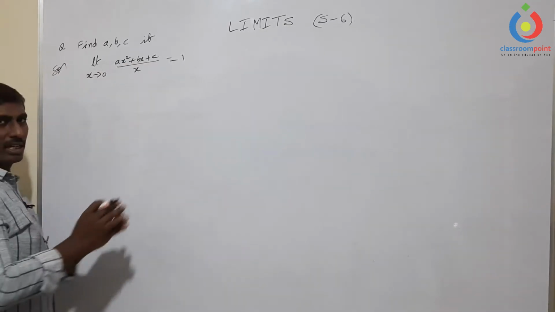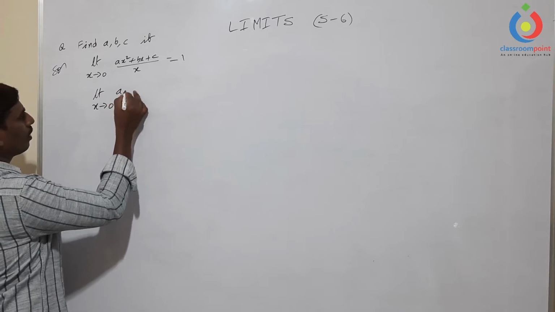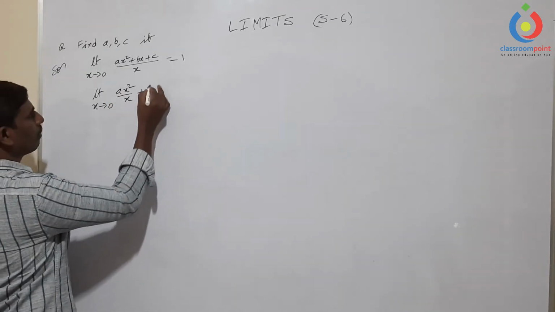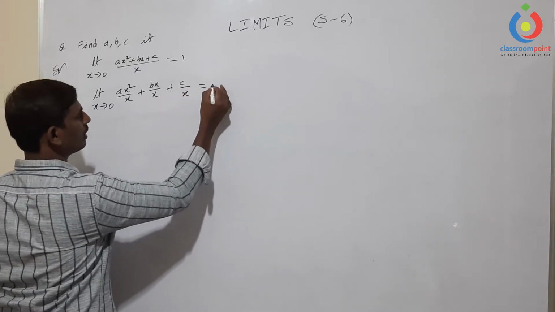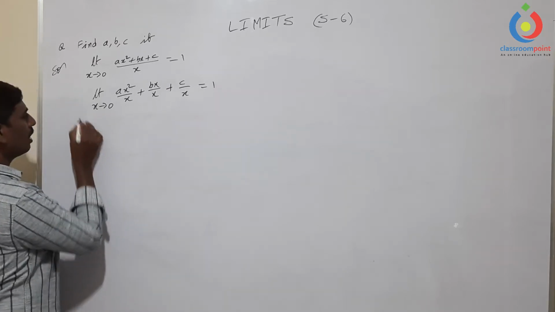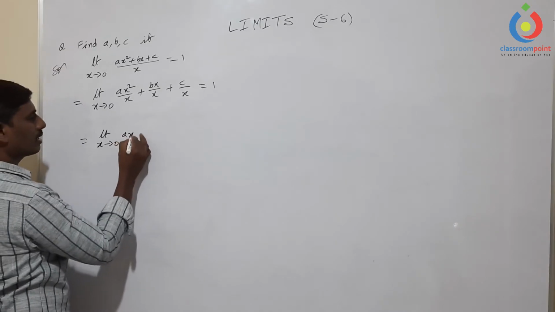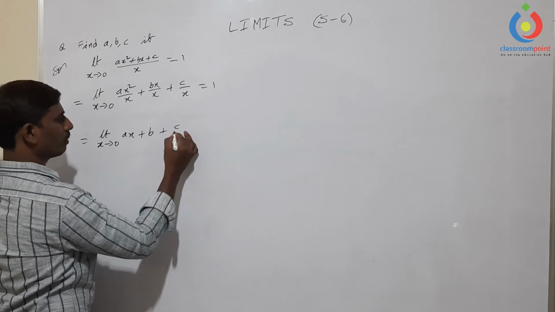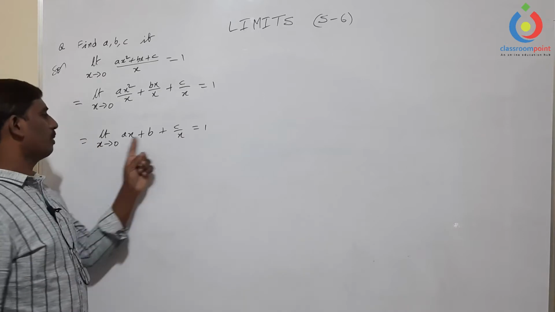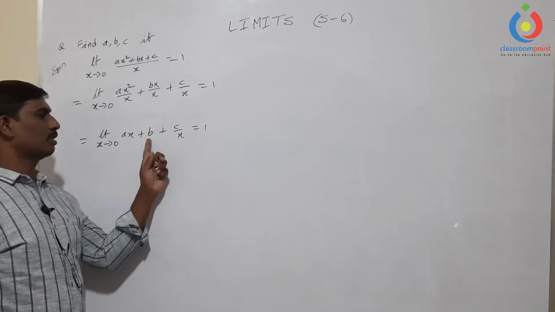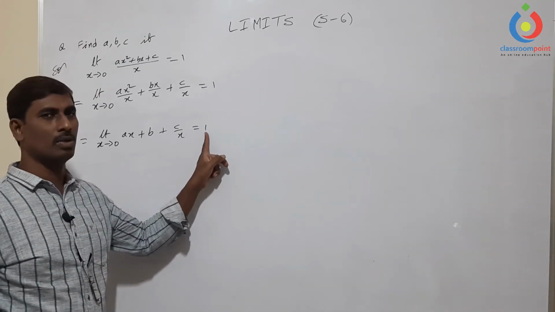Take the denominator, split it: limit x tends to 0, ax square by x plus bx by x plus c by x is equal to 1. Then after solving we get limit x tends to 0, ax plus b plus c by x is equal to 1. Now in the place of x apply 0: this is 0, b is as it is, c by 0 is infinity. Infinity plus something is infinity, but it is equal to 1.